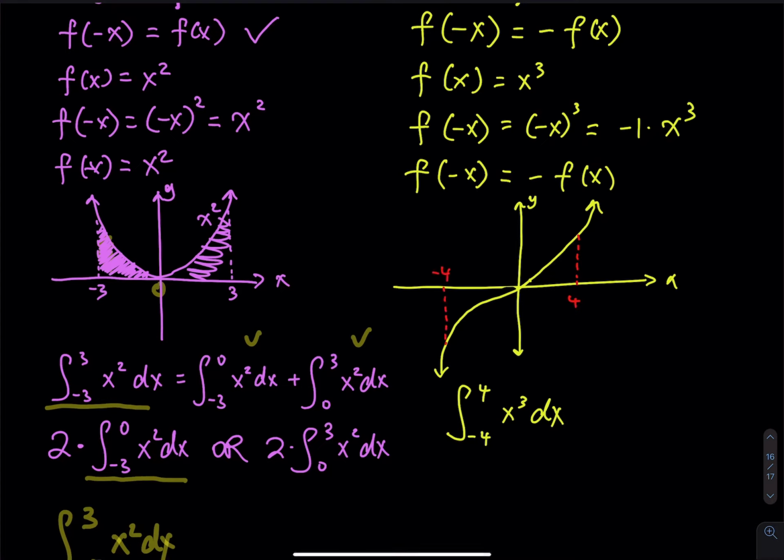This integral is asking you to add this area and this area. What is that equal to? You can tell the answer right now. You don't even need to evaluate the integral. The answer is equal to 0. Why? Because the area below the x-axis is negative.